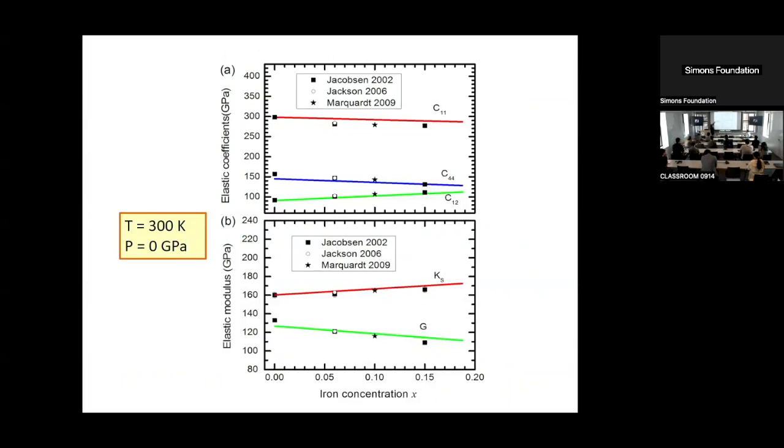So how good are these coefficients? This is 300 Kelvin, 0 GPa. We had calculations at 0 and 18.75, and these are measurements of these elastic coefficients as a function of concentration. And you can see it's quite linear. So what we do is calculate the elastic coefficients at these two compositions and then interpolate linearly within this concentration range. Essentially, that's what we have been doing. Bulk modulus, shear modulus. Without spin state change, this is pretty good.